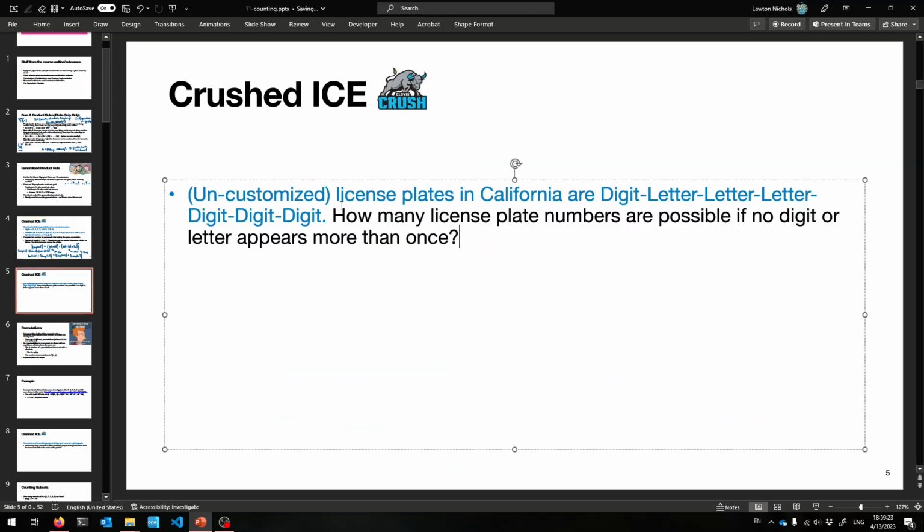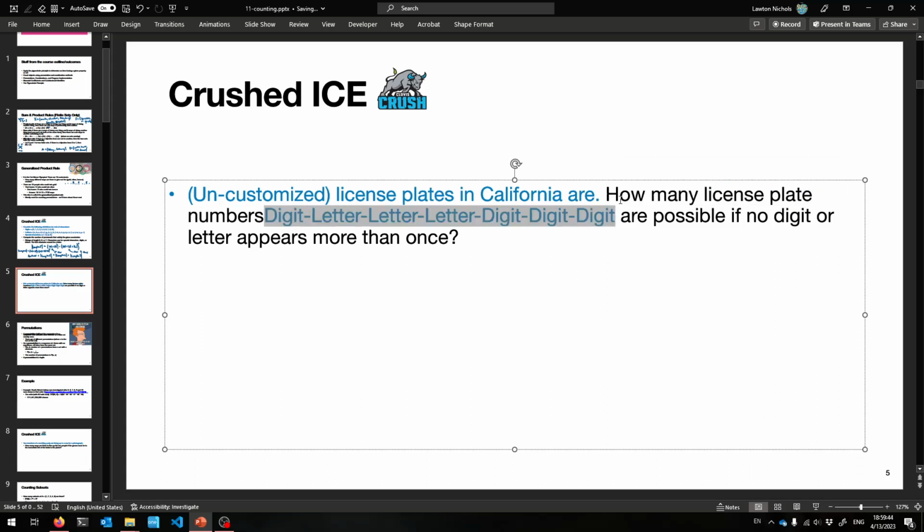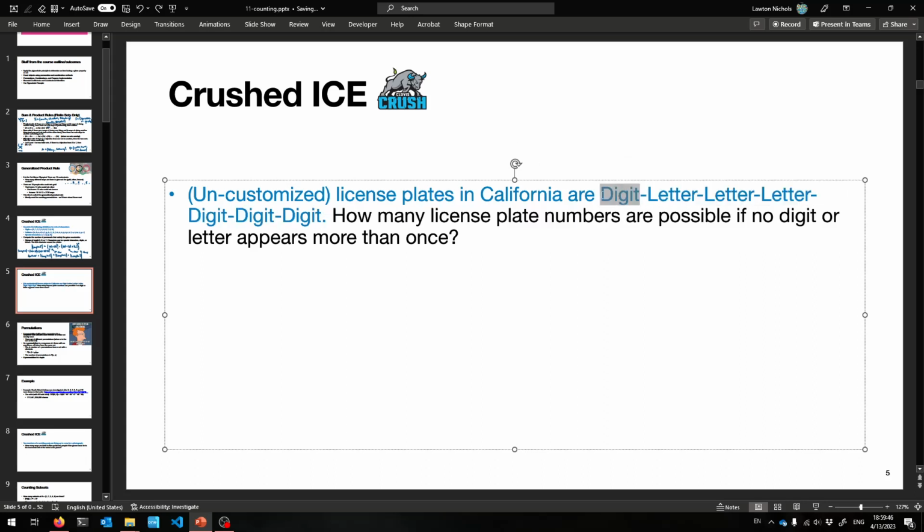Here's another example. If you think about California license plates that are not customized, they don't have spaces, or random words that people choose. Every California license plate, other than the special ones, looks like this: digit, letter, letter, letter, digit, digit, digit, for 7 characters total. We're eventually going to run out of digits, which is exciting. Maybe we'll place a letter at the first spot. I really am excited to see that one day. But that's what it's like right now.